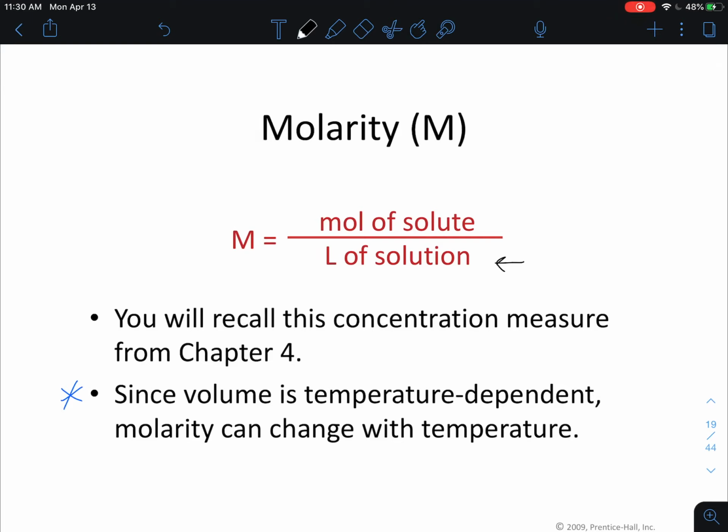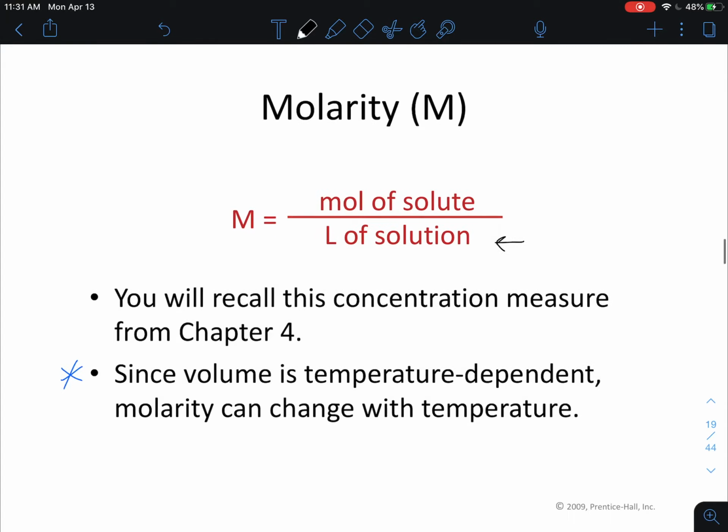And so what we're going to be interested in when we start to study the properties of solutions is being able to have a quantity that we can use to describe the solution way down by its freezing point as well as way up by its boiling point. So for that reason, molarity isn't really going to work for that application, and that's why we're going to have to introduce a new concentration unit.